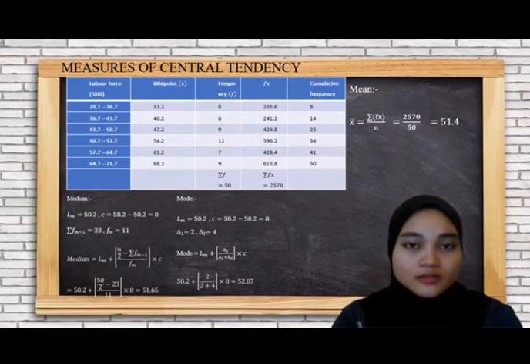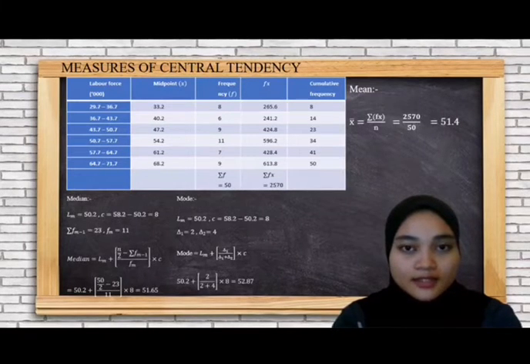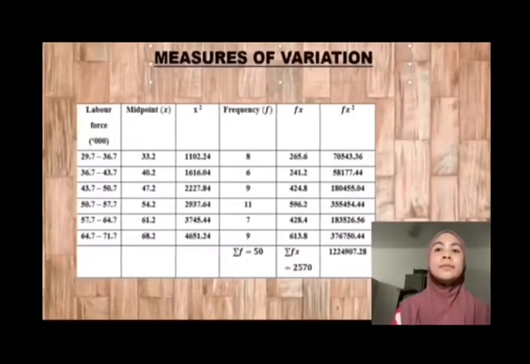Median. To get the answer to the median, you need to complete the calculation in parentheses first, then multiply by the class size, and finally add the lower class boundary of the median class. Mode. The first step is the same as the median, which is to complete the calculation in parentheses first, then multiply by the class size, and finally add the lower class boundary of the median class.